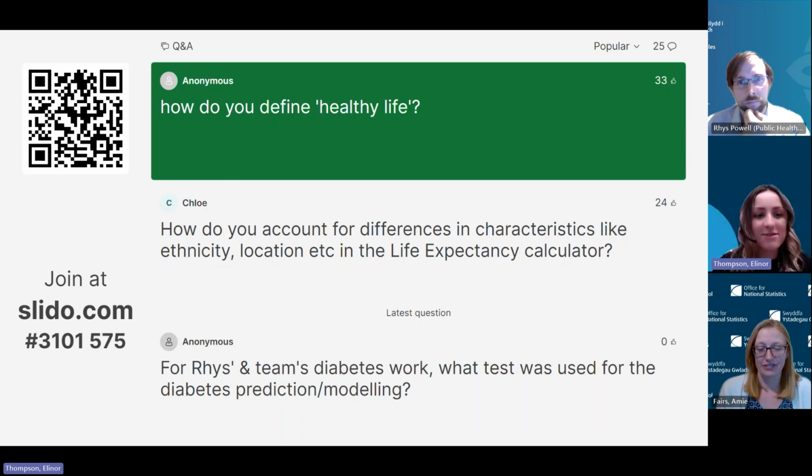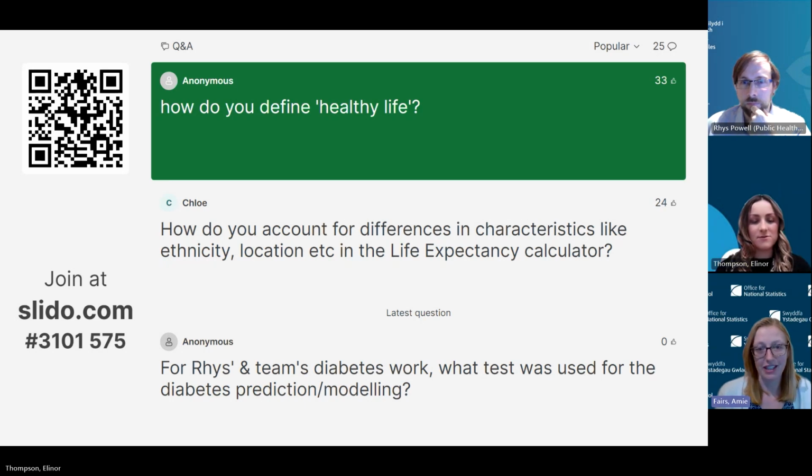So how do you account for differences in characteristics like ethnicity, location, etc. in the life expectancy calculator? I am very sorry, I cannot answer this question, but I can find out for you. If whoever wrote this can email it to the engagement hub, then I'll have your email address and I can find out and email you back with the answer, because I am not entirely sure. Lovely, thanks, Amy.